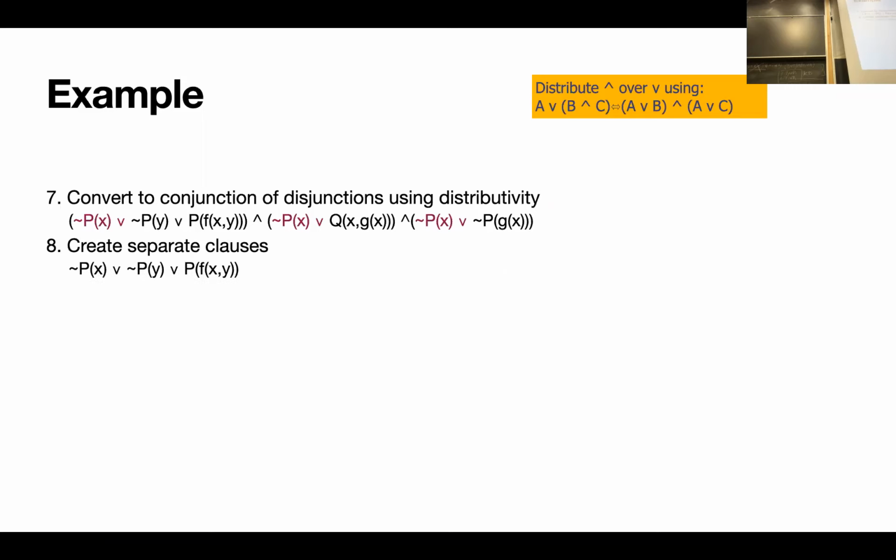And then we create separate clauses. So now we have three AND clauses, this one, and this one. We break them into three different lines in our knowledge base.